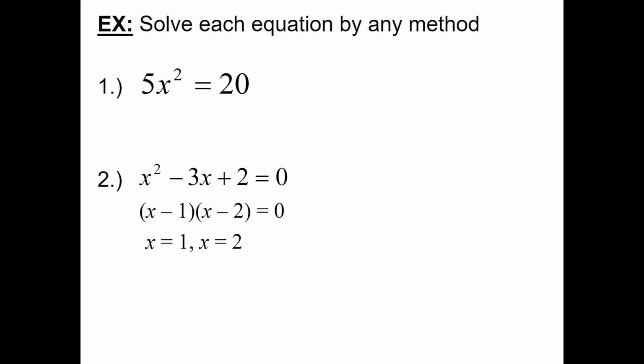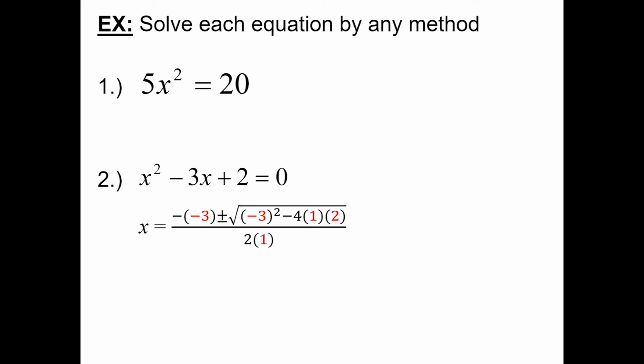Now, if I didn't use factoring, I could use the quadratic formula, which you should all know by heart, right here. You want to identify a, b, and c, and then just plug them into the right spot. So here a is 1, b is negative 3, c is 2. And then, as I mentioned, it's kind of annoying. From here, there's a lot of simplifying you have to do.